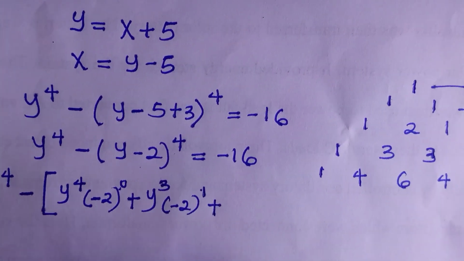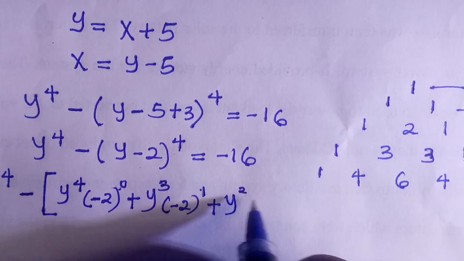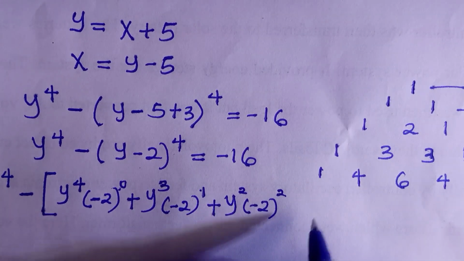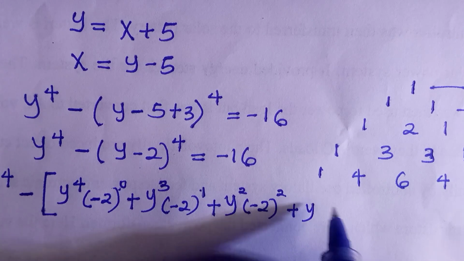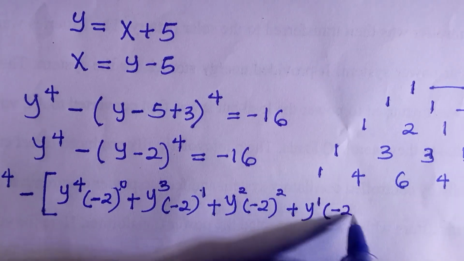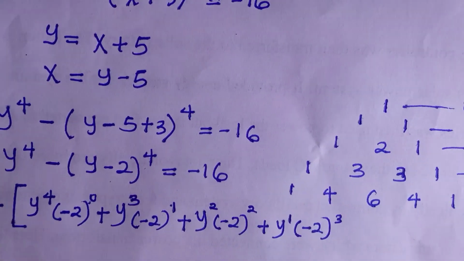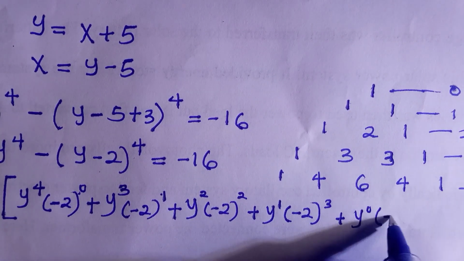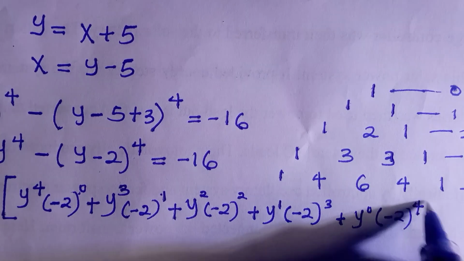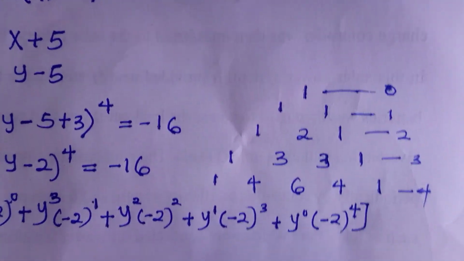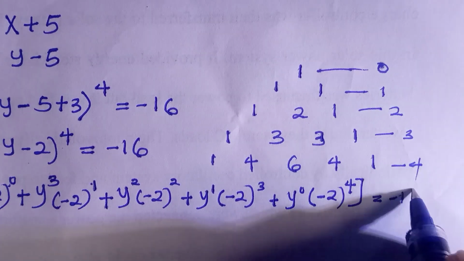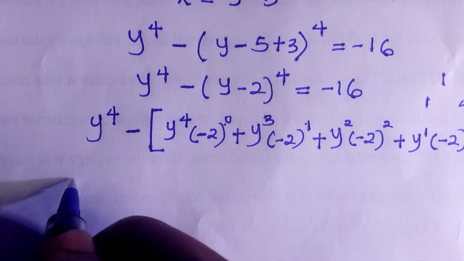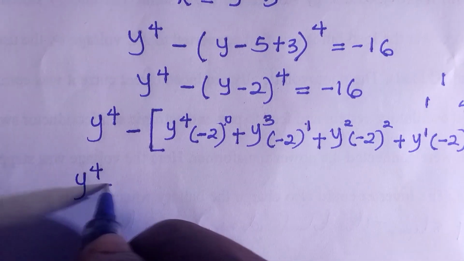Then plus y to the power of 2, then minus 2, everything raised to the power of 2, plus y to the power of 1, minus 2 raised to the power 3, plus y raised to the power 0, minus 2 raised to the power of 4, all bracket, equals minus 16. So I've not applied the coefficients. Let's see, y raised to the power 4 minus.